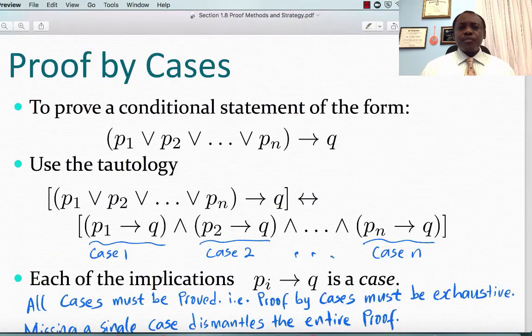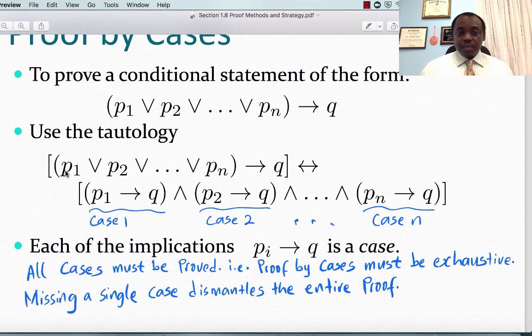Now let's begin. Proof by cases. If we have the conditional statement, if P1 is true, or P2 is true, or P3 is true, or Pn is true, implies Q is true, we can prove this using the tautology: P1 or P2 or Pn implies Q if and only if P1 implies Q and P2 implies Q and Pn implies Q. Each of these are cases. So this is case 1, this is case 2, this is case n.